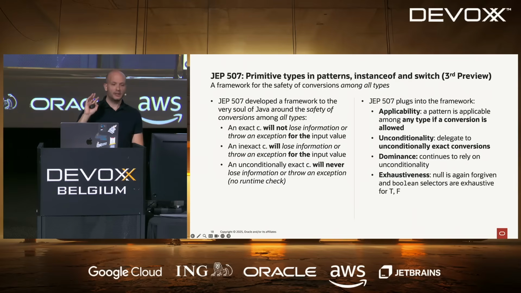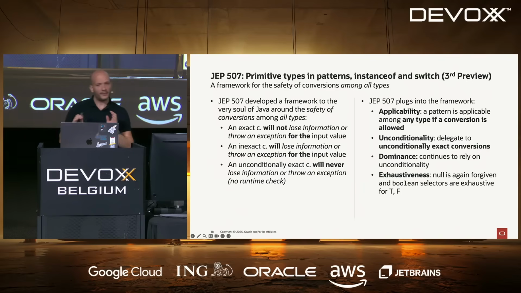The second is called unconditionality, and we talked about widening reference conversion, but widening reference conversion, I said, doesn't lose any information. Now we talked about conversions that can be unconditionally exact, so these two concepts can be unified. So unconditionality delegates to the definition of unconditionally exact conversions. Dominance continues to rely on unconditionality, a relation among two patterns. And exhaustiveness is null again for given, and Boolean selectors are exhaustive for true and false.